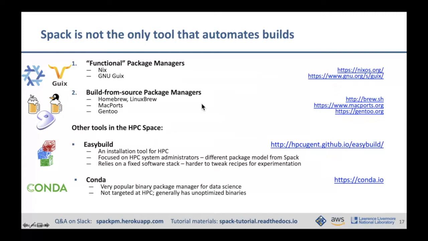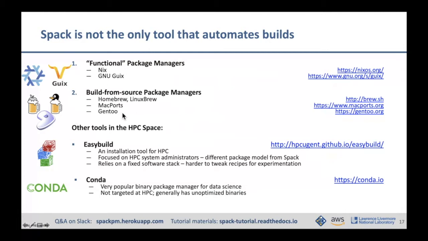All right. This is not the only tool that automates builds. Spack was inspired by these functional package managers. Nix has been around for a long time. It's got a Haskell-ish syntax, and it was the first package manager that did this hashing of installations thing, where they identify each installation by a hash, and they enable you to store multiple versions of things in the same instance of the package manager. Guix is kind of a clone of Nix, but written in Scheme instead of the Nix language.